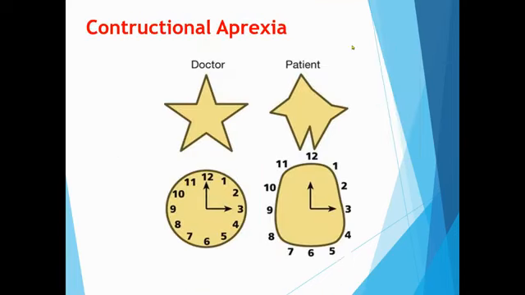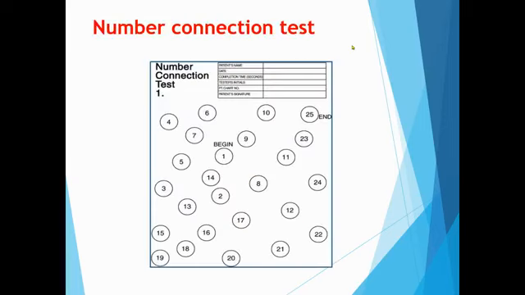Constructional apraxia, yes, this is a test. Normally it is done to find out whether the patient has hepatic encephalopathy. Constructional apraxia stands for inability to perform a known act. That is, if you draw a star and ask your patient to draw the star, the patient will not be able to draw it accurately. Or you can draw a clock and ask him to draw a clock, and he will not be able to draw it accurately. This is constructional apraxia, which signifies hepatic encephalopathy.